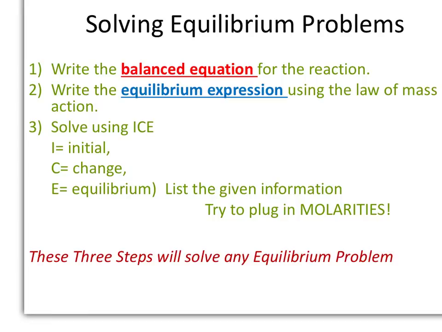So again, we know that I is initial. We know that C is change. Right? Do y'all have this? Yeah. Okay. Write in terms of X. If you guys want me to send you that when and how to use RICE table thing, I'll be glad to. It tells you exactly what to do, when, and how to use it based on the equilibrium question. And then E is the equilibrium.